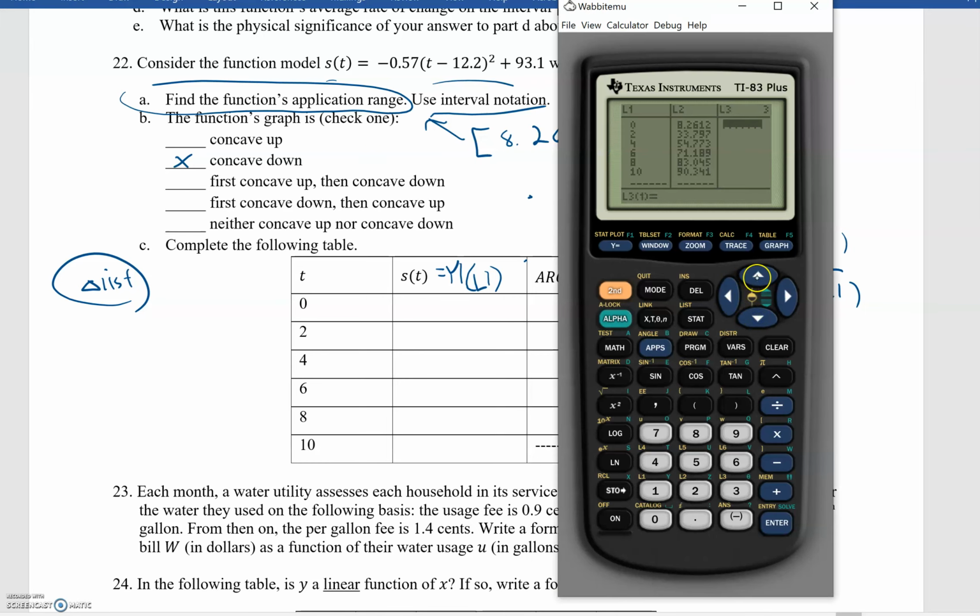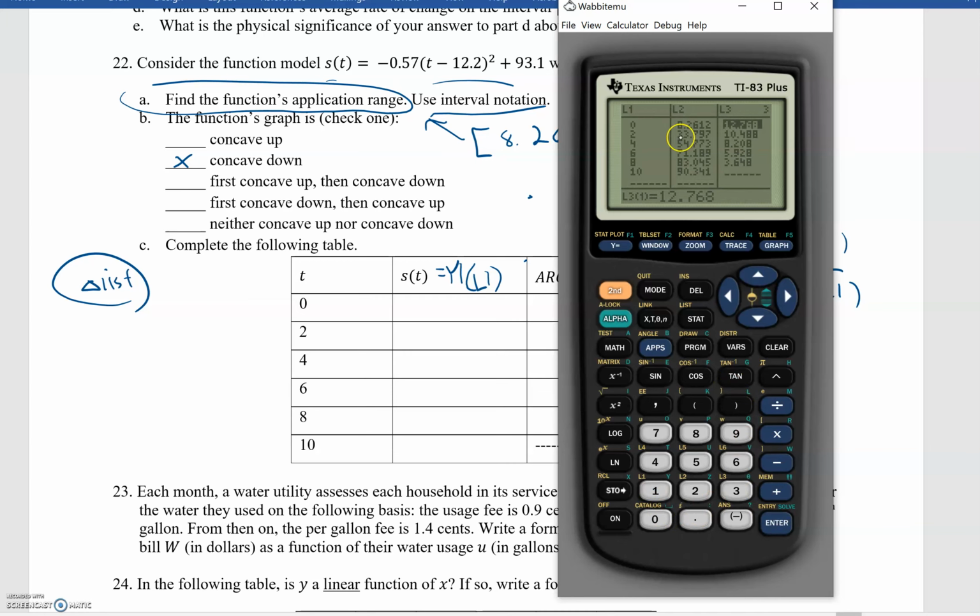So again, notice that I moved my cursor to the header of L3. Go to second, list, ops. Number 7 is delta list. L2, that's the numerator. Then we hit the division sign. Do second, list, ops again, number 7, and second, number 1 is L1. Close your parentheses and hit enter.